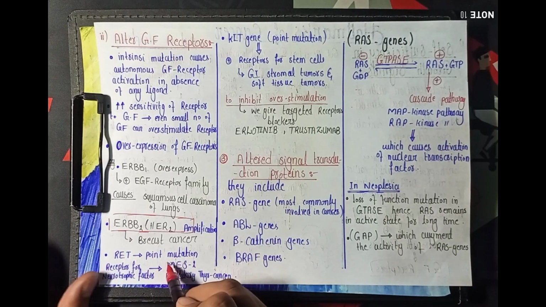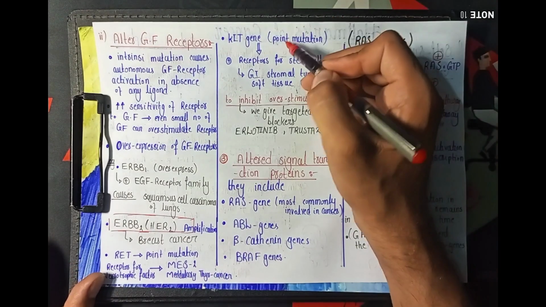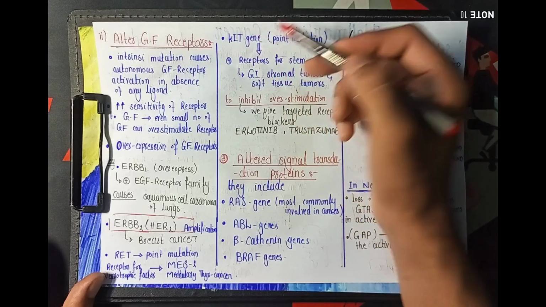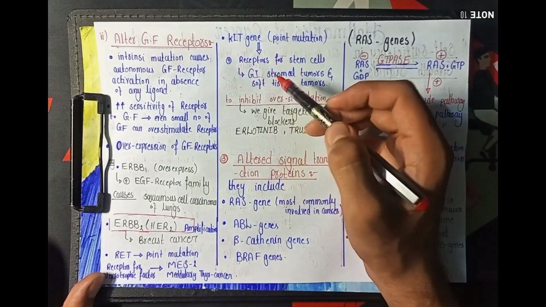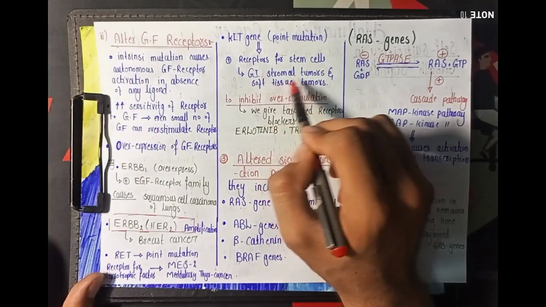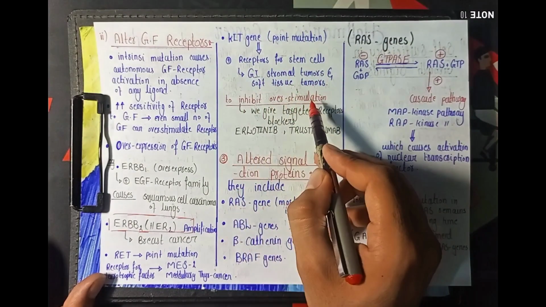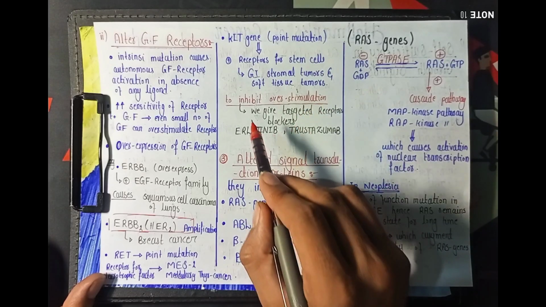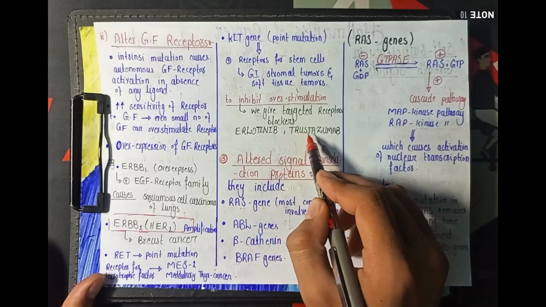Similarly, if there is a point mutation in the RET gene, then it will overexpress the receptors for neurotrophic factors and hence will lead to multiple endocrine neoplasia type 2 or medullary thyroid cancer. Similarly, if there is a point mutation in the KIT gene, it will activate the receptors for the stem cell factor. They will overactivate these receptors and hence lead to GI stromal tumors or soft tissue tumors. To inhibit the overstimulation of these receptors, we give targeted receptor blockers like erlotinib or trastuzumab.